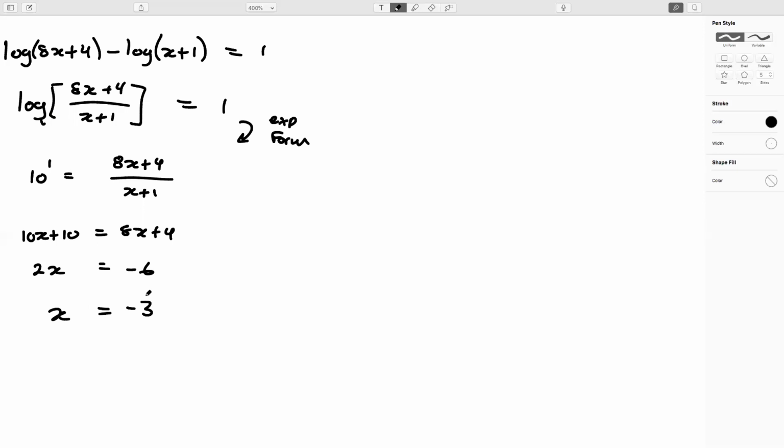Okay, so let's test this. If we were to put minus 3 in here, 8 times minus 3 is going to be negative 24, plus 4 is still negative 20. Not going to work. Same with this one. Minus 3 plus 1 is minus 2. It's negative, so it's not allowed. So this doesn't work.